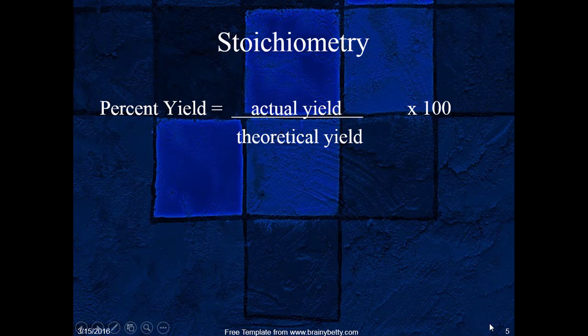We can take these two numbers and compare the two to get an idea for how well our reaction or our lab went. And if we do that, we get what's called a percent yield. It's kind of like finding your grade. You take the actual part that you got, divided by the maximum amount of product possible, and times by 100. And that gives you your percent yield.